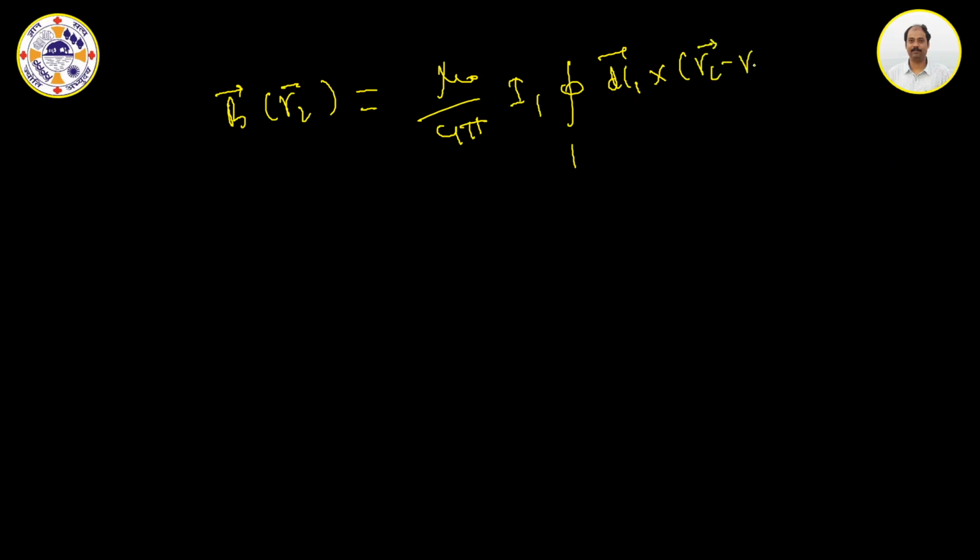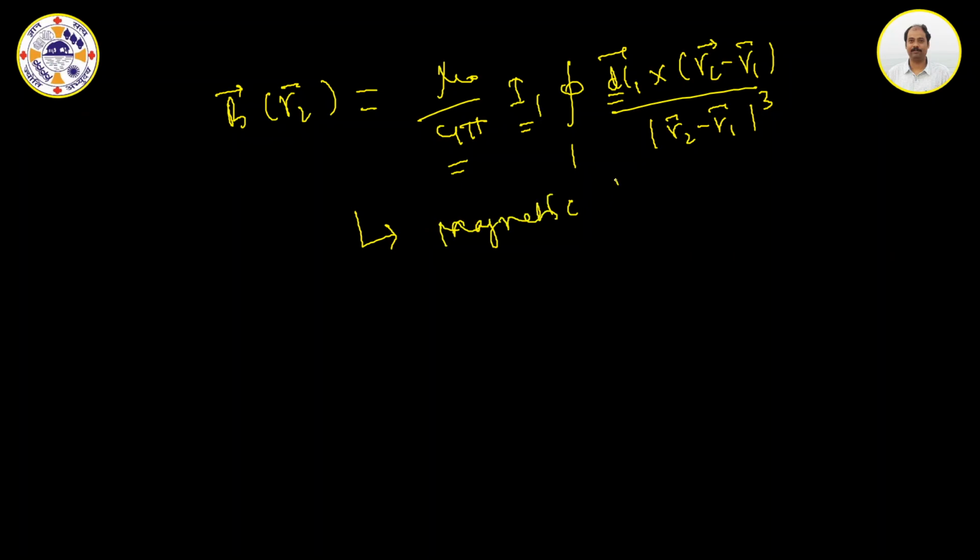So B at the position of R2 can be written as mu 0 by 4 pi into I1, closed integration over 1, dl1 cross (R2 minus R1) divided by mod of R2 minus R1 cubed. You can remember here that I1 dl1 plays the same role as Q1, mu 0 by 4 pi plays the same role as 1 by 4 pi epsilon 0 in electrostatics, and we can now define the magnetic field. This is the very famous equation, the Biot-Savart law.